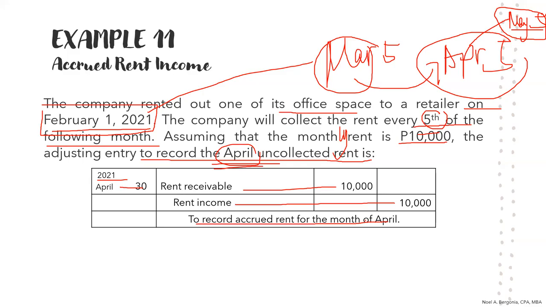Okay? So that's our discussion of the introduction of adjusting entries. Why we need adjusting entries: to update and adjust the balances and make sure that our income, expense, assets, and liabilities accounts in our financial reports will be updated. We have also discussed the two types of accrual adjusting entries: accrued expenses, which are expenses incurred but not yet paid, and accrued revenues, which are income or revenues that have been earned but not yet collected.